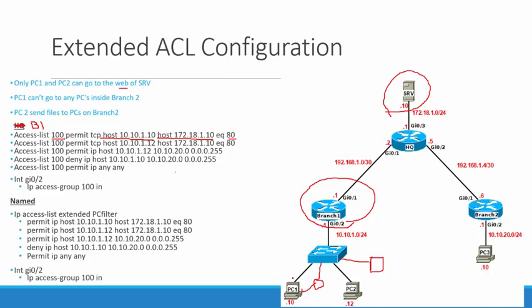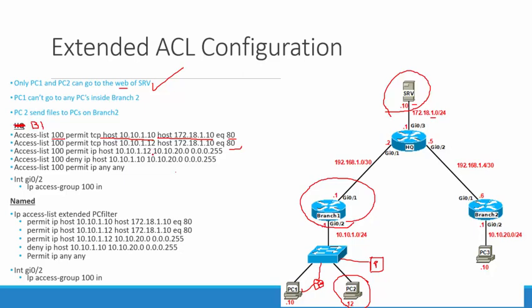Because there's only 2, if you're just playing around, you could have just done that whole 10.10.1.0 network. But I was very particular to the PCs because likely you'd have more than 2 PCs coming off a switch. So I did access list 100 permit TCP host 10.10.1.12 to deal with PC2, going to the host 172.18.1.10 equal to web. So we took care of this part. And now PC1 can't go to any PCs inside a branch.